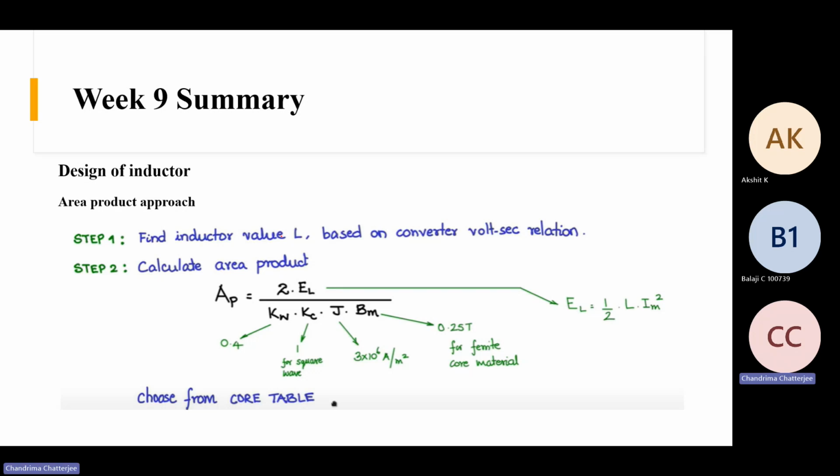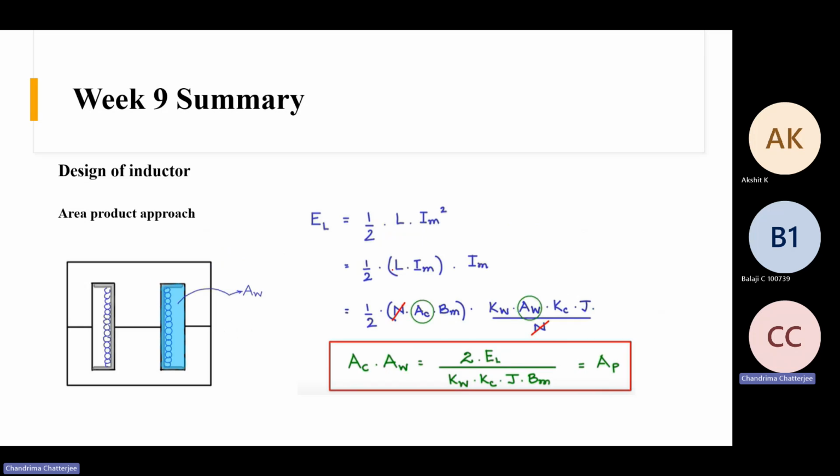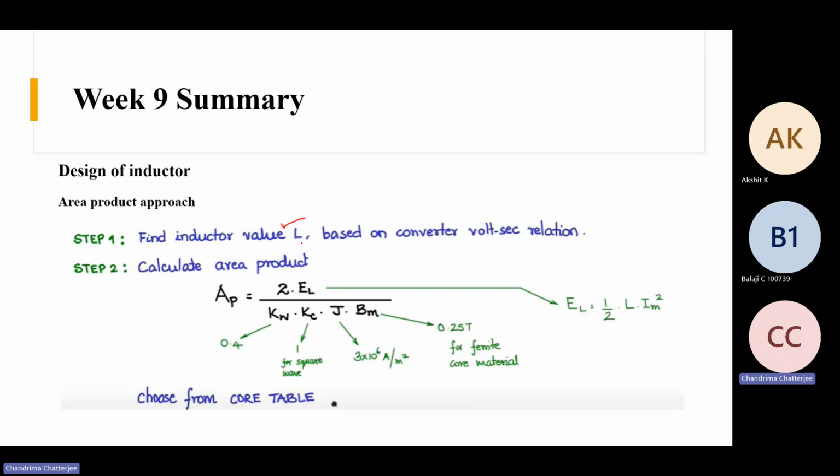So we have the value of L. We know what is the maximum current that will flow through the L. So we know EL, right? EL we can find out from this equation. EL equal to half L Im square. From this equation, we will get the value of EL.